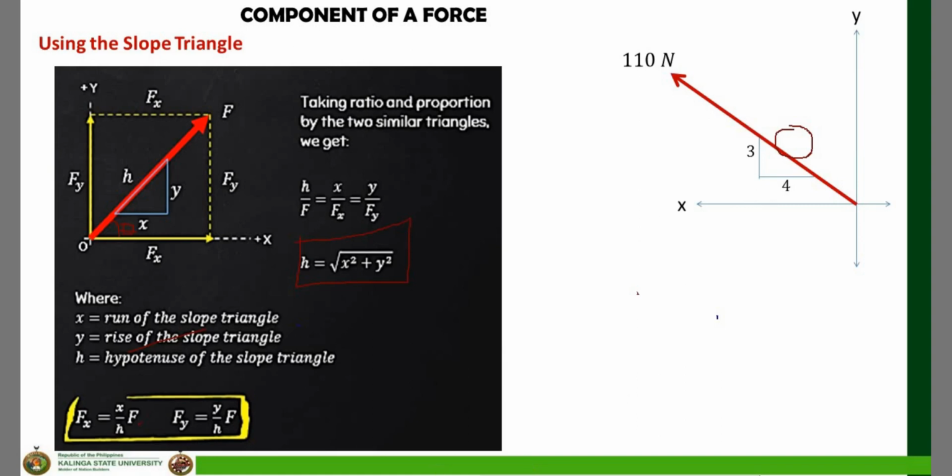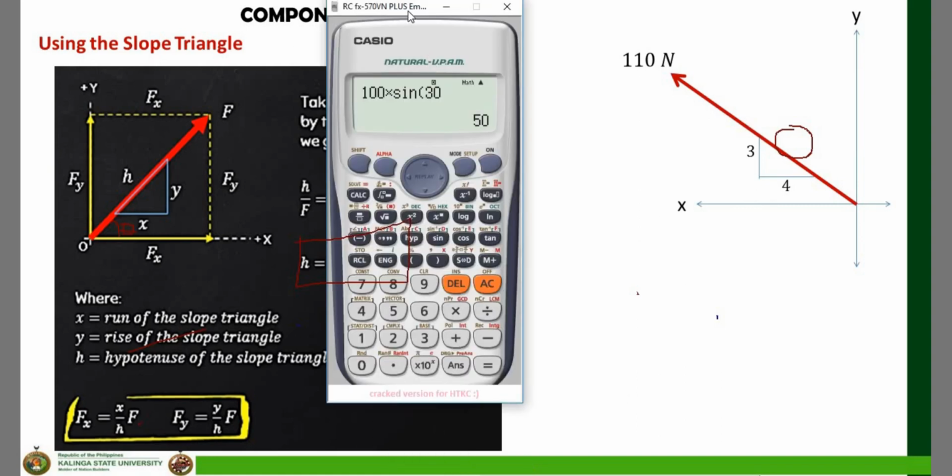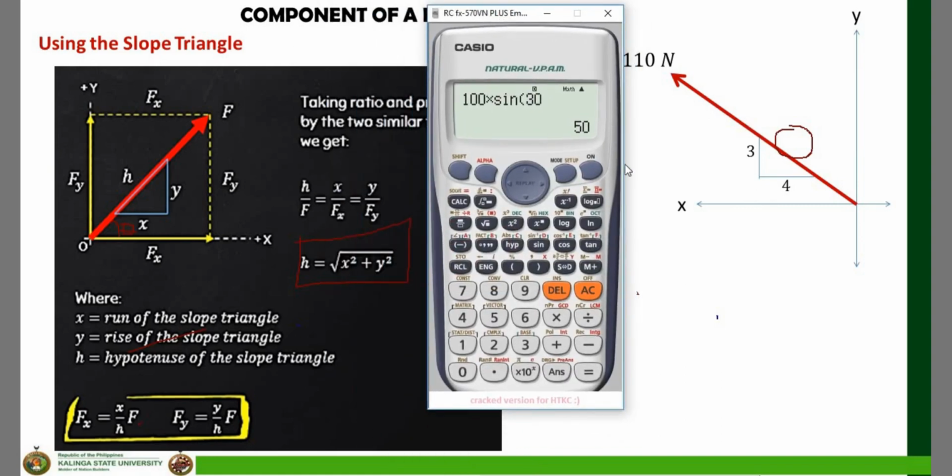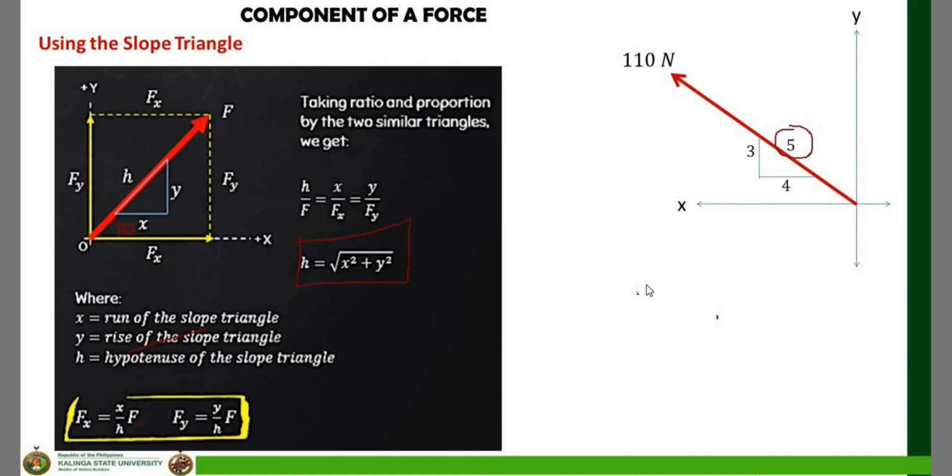So in this example, what is the value of my H? That is simply equal to the square root of x squared plus y squared, with x equal to 4 and y equal to 3. Then you have to take the square root of that. So my hypotenuse is equal to 5. Now that I have H, I can solve for Fx and Fy.